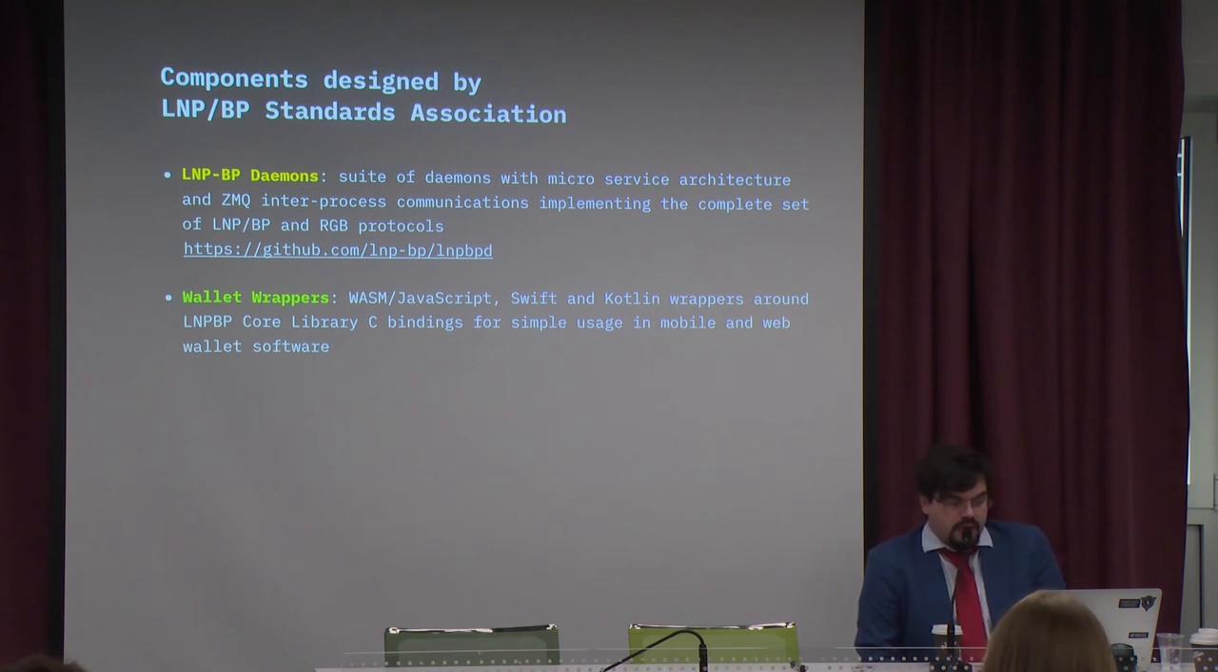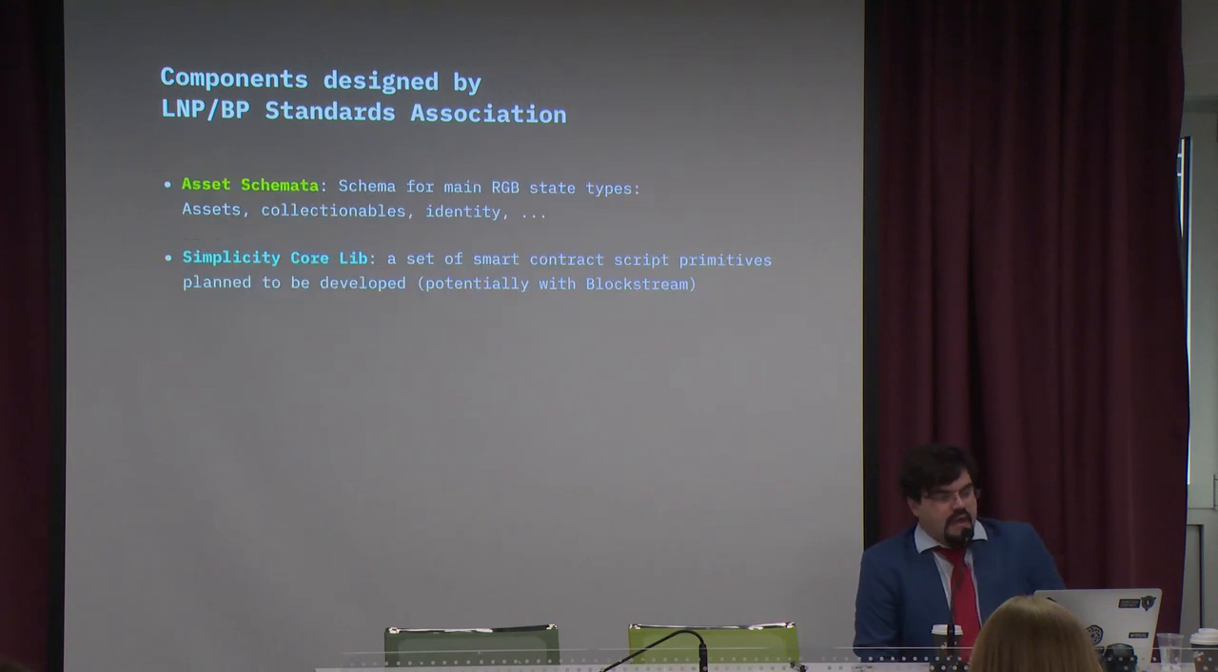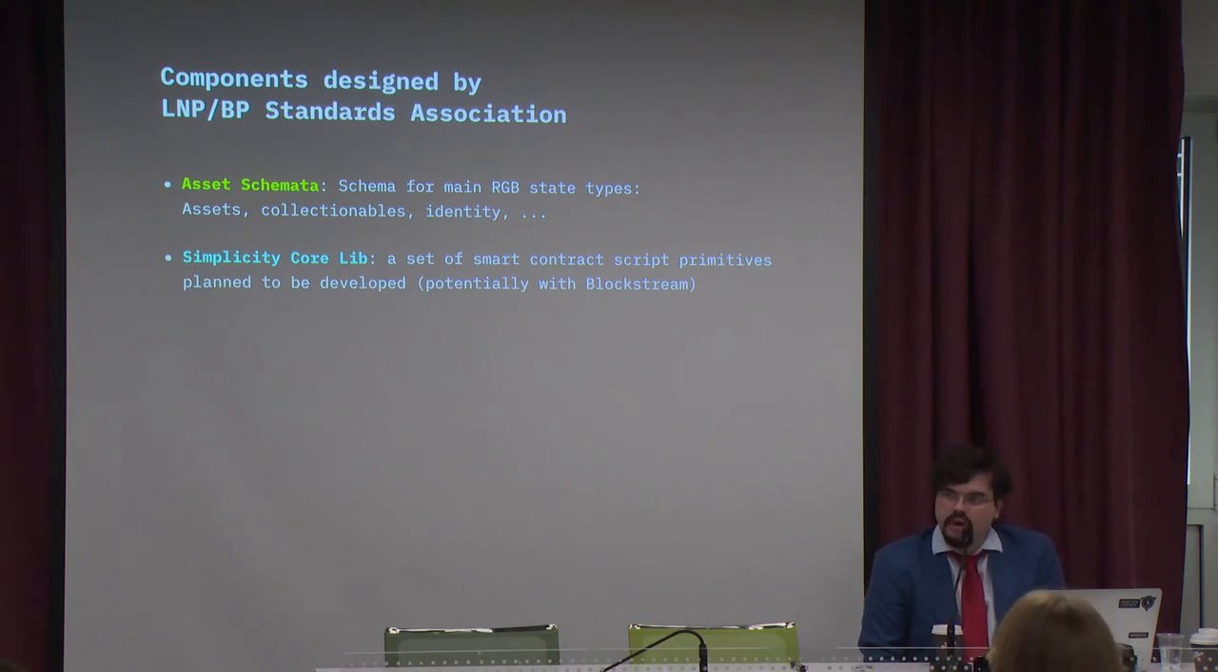Then there will be wallet wrappers with WASM, JavaScript, Swift, and Kotlin around the LNPBP core library that can be used by wallets. So the wallet shouldn't be implementing all these LNPBP standards themselves, writing the same procedures for public key tweaking, transaction modification, client-side validation, running Simplicity code. It will all be in the core library. Then we will work on the schemata, the schemes for financial assets, collectibles, identities, releasing them one by one. So it will be easier to issue different types of RGB states.